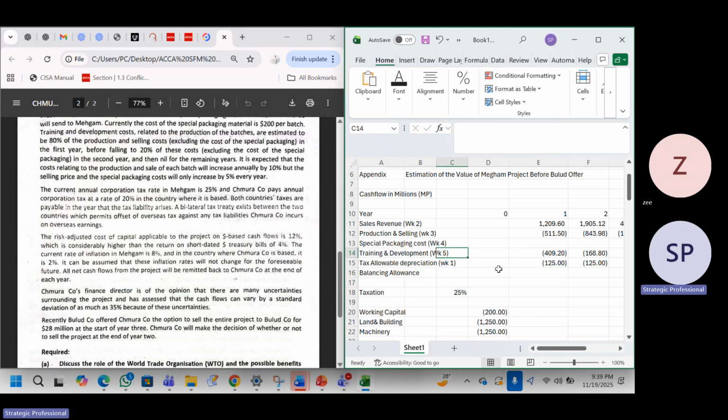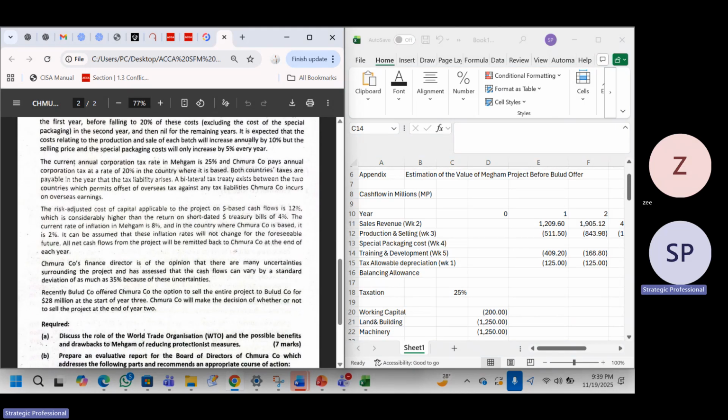25%. So let's move on. And Chumraco pays annual corporation tax of what? 20% in the country where it is based. So both countries' taxes are what? Are payable in the year that the tax liability arises.